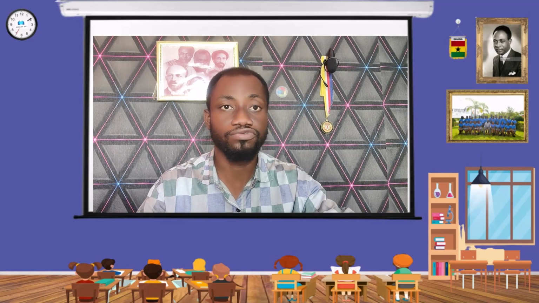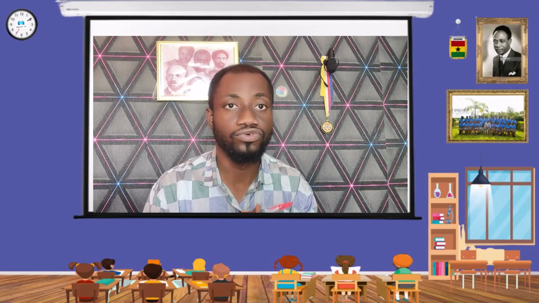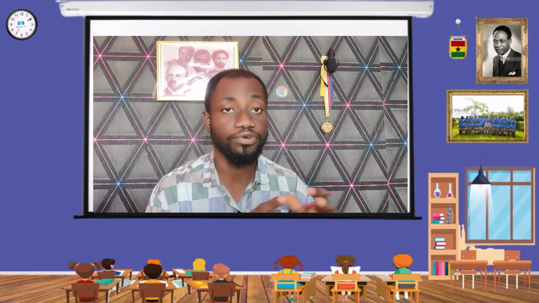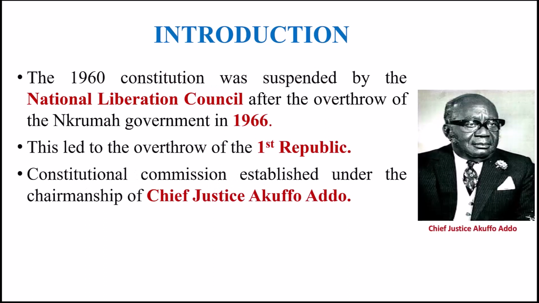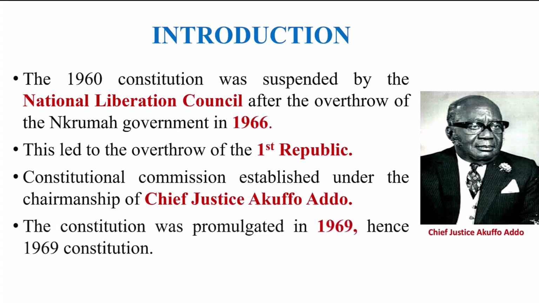When the National Liberation Council was ready to return the country to civilian rule, I think 2 or 3 years after the overthrow of Osagyefo Dr. Kwame Nkrumah, a constitutional commission was established by the NLC under the chairmanship of Chief Justice Akufo-Addo. Chief Justice Akufo-Addo is the father of the current president of the Republic of Ghana. Under his chairmanship, the commission was inaugurated to draft a first constitution for the ushering in of the Second Republic of Ghana. The constitution was finally drafted, and it was promulgated in 1969.